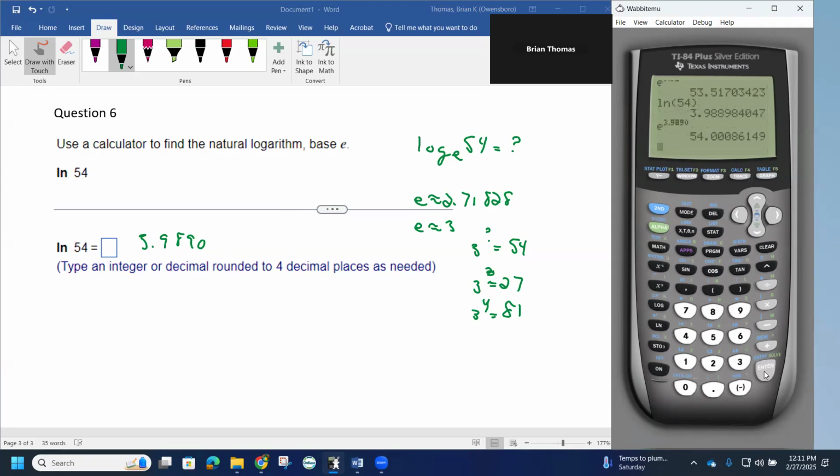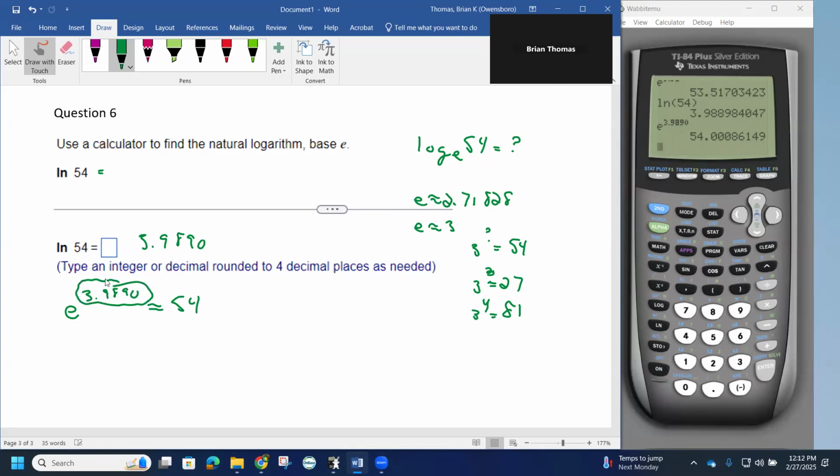So if I actually try 3.9890 on my calculator, does it get me really close to 54? Notice that it does. So again, the natural log of 54 is asking for the exponent of e that would give me the 54. So we know that e to the 3.9890 is approximately 54. So that's what the natural log of 54 is able to calculate for me. It's able to find this exponent that we need. So 3.9890 would be our answer. And again, notice how we have a natural log button right there on our calculator, which is considered our base e log.